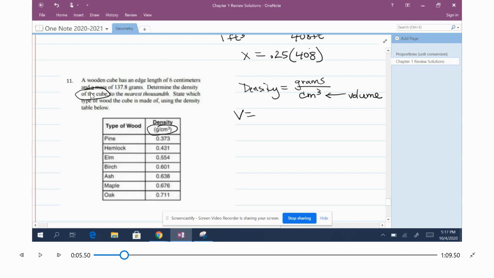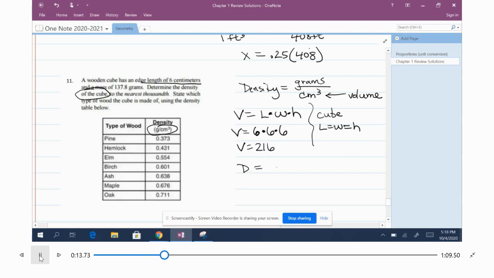Cubes are basically just like squares where the length and width are the same. Well, for a cube, its length, width, and height are all the same. So it's all sixes. I don't use the side cubed formula. I just use length times width times height. So they're all the same, and it's 216.